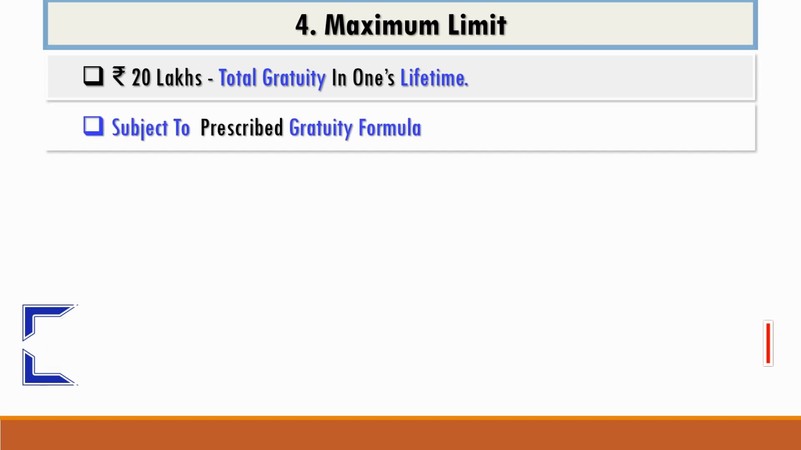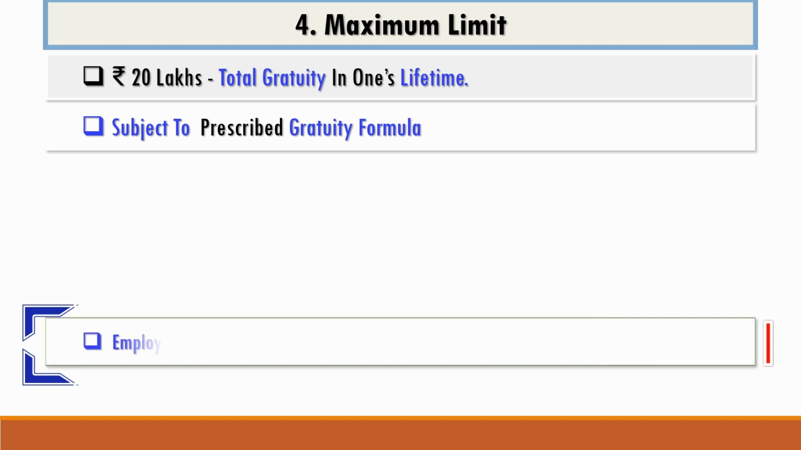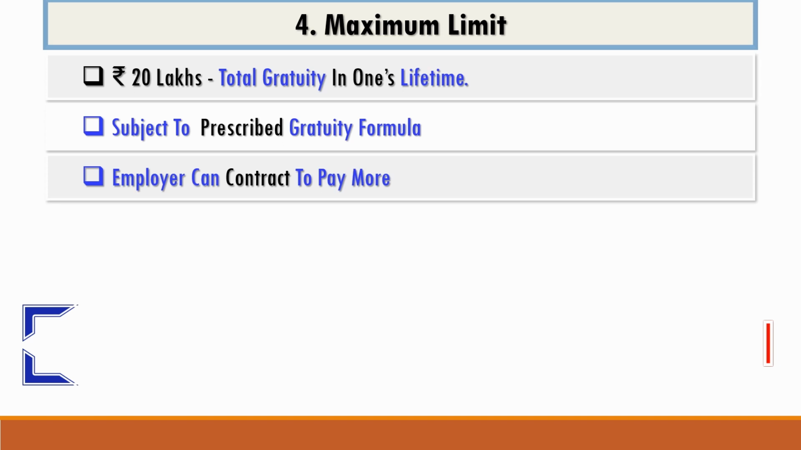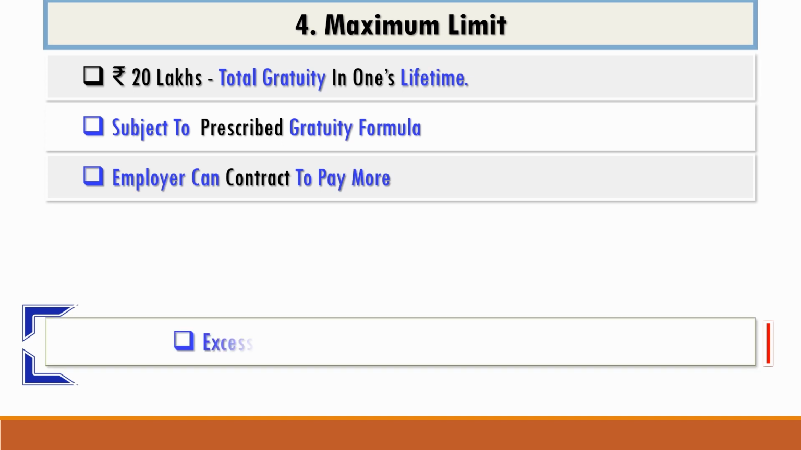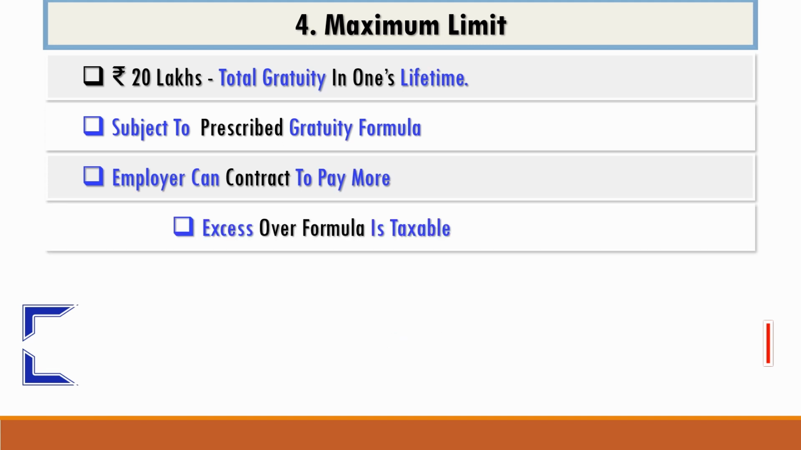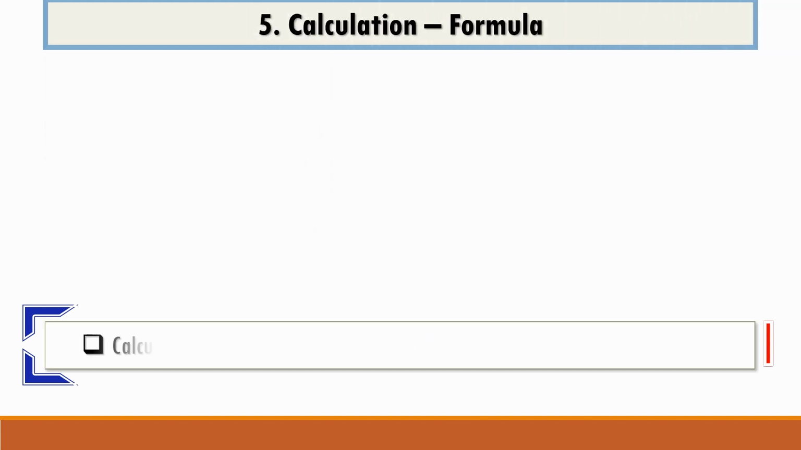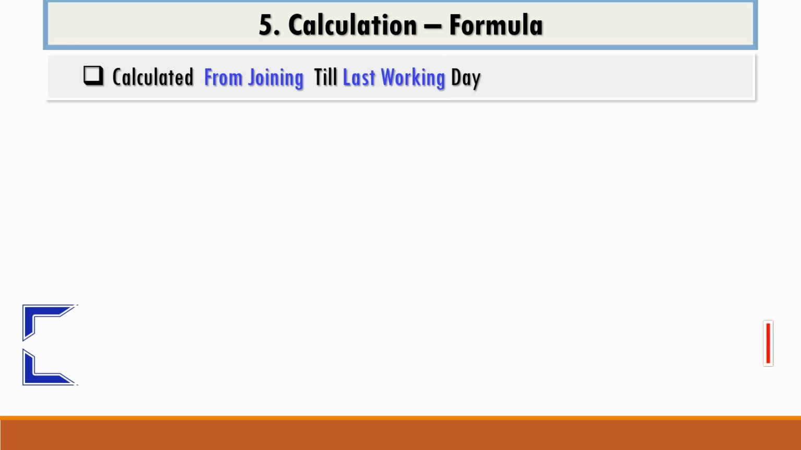However, it is open to an employer to contract to pay more than the amount of the maximum limit, but anything outside the gratuity formula will be taxable in the hands of the employee. Gratuity is calculated for the entire period starting from the date of joining till the last working day.